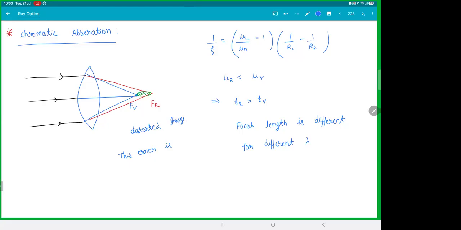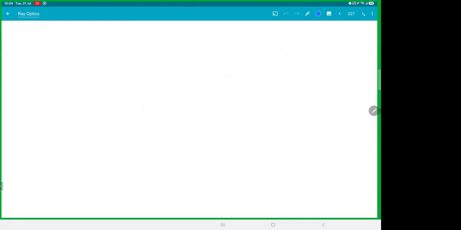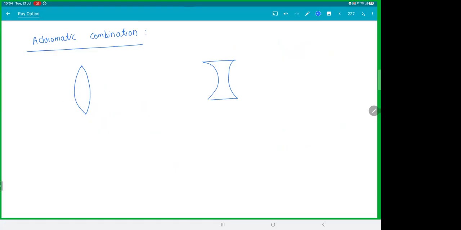So how do we solve this? We use two lenses. This is called an achromatic combination. The idea is this. If I use a biconvex lens and a biconcave lens, now see what happens.